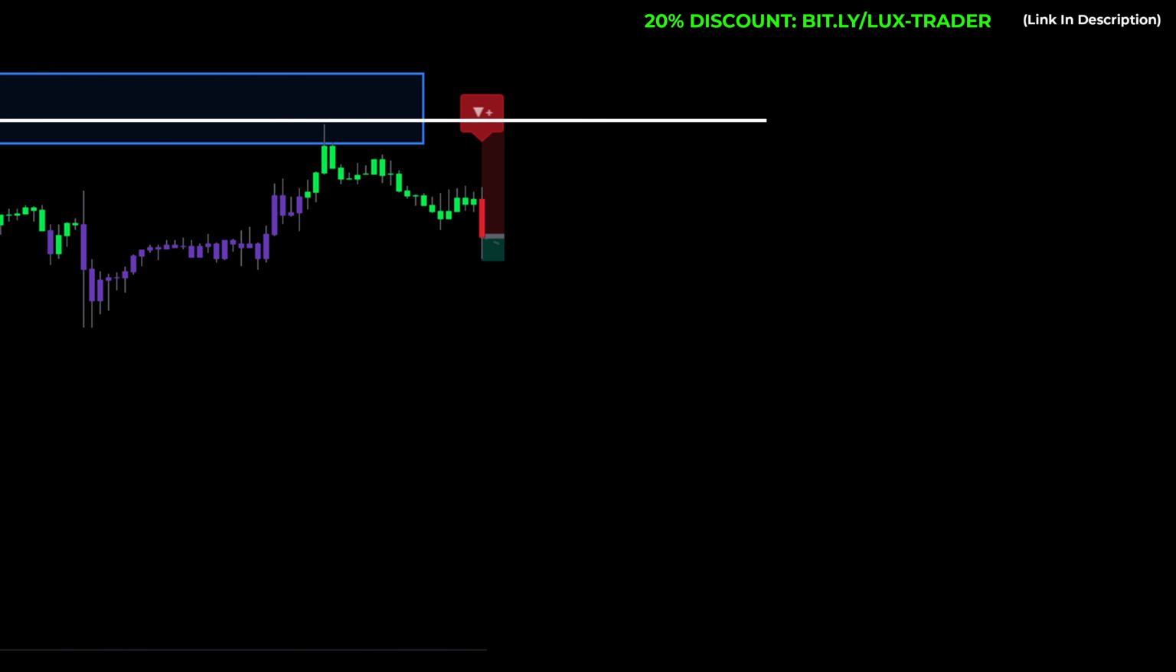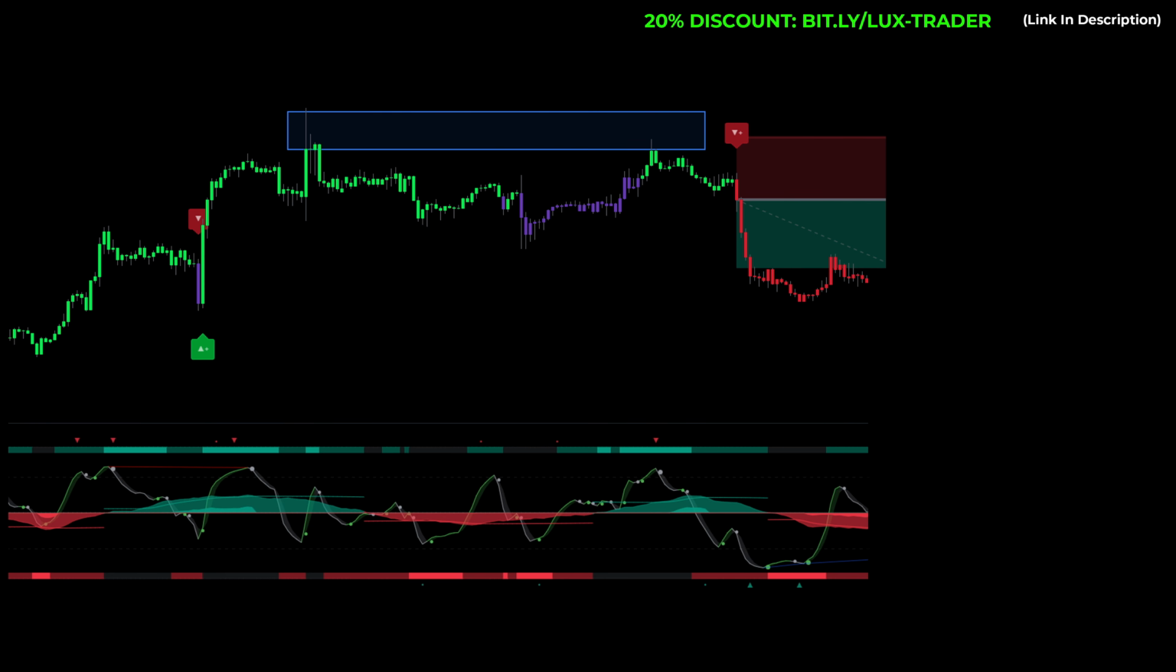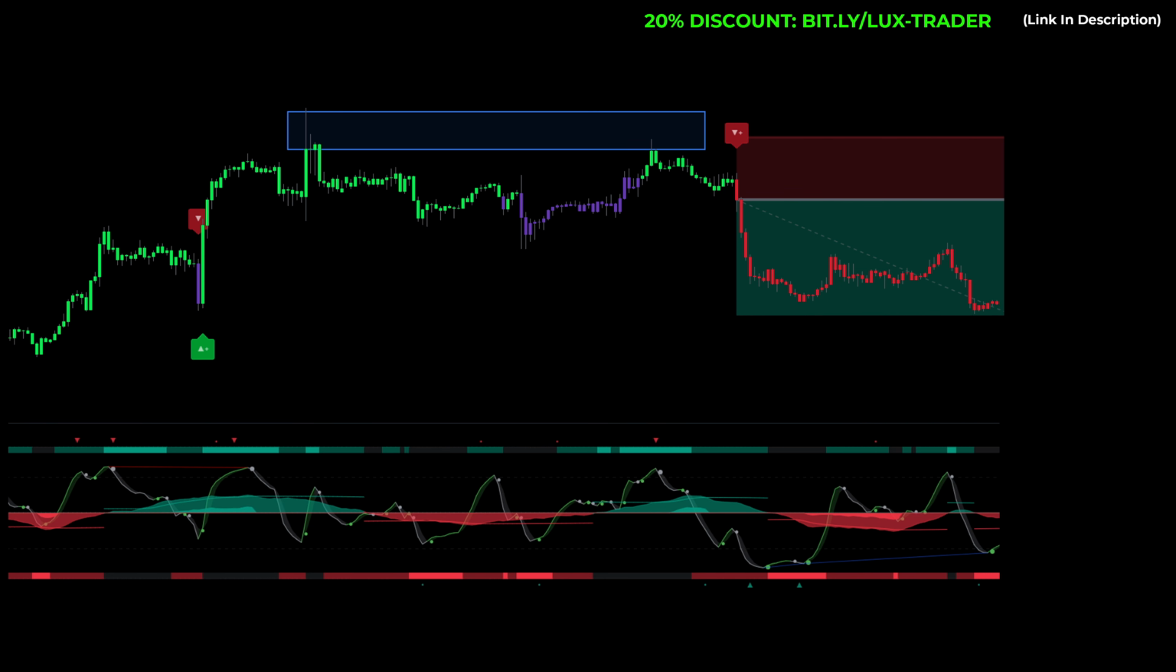Set your stop loss at the most recent highest price, and you're going to aim for a take profit that is twice the distance of your stop loss, following a 2-to-1 risk to reward ratio. Now let's see another short trade example.